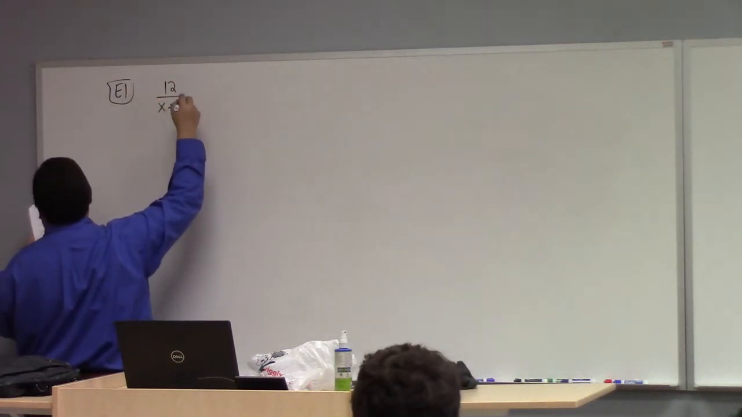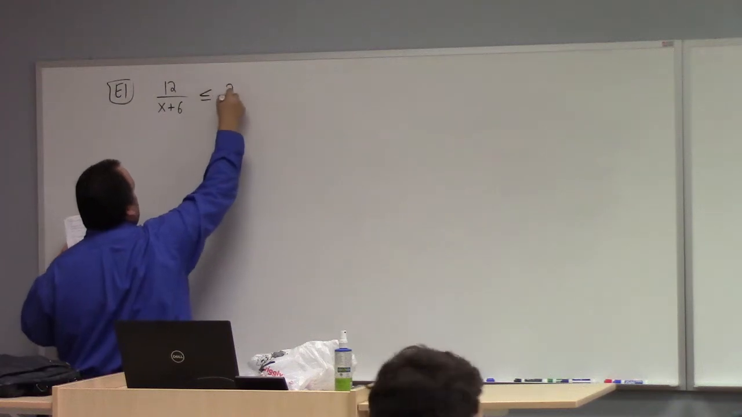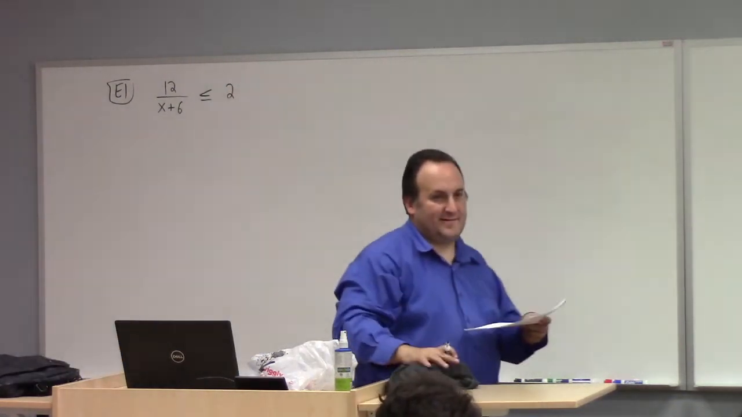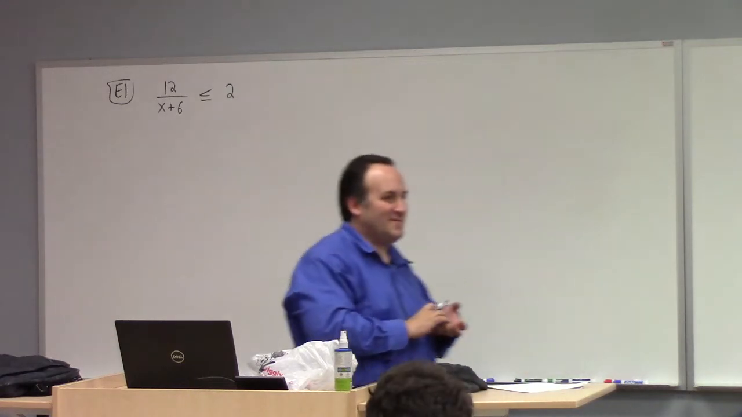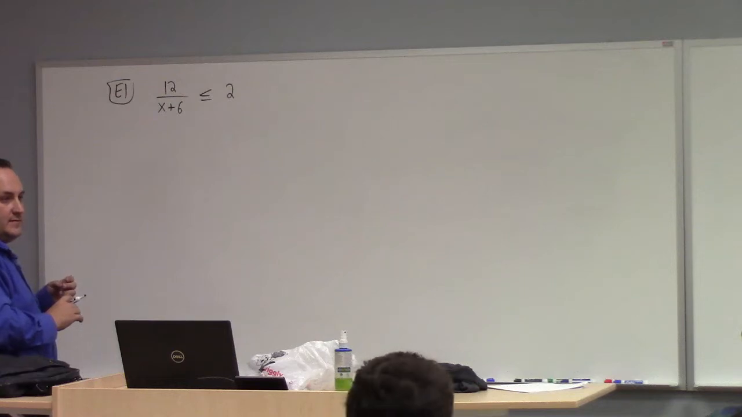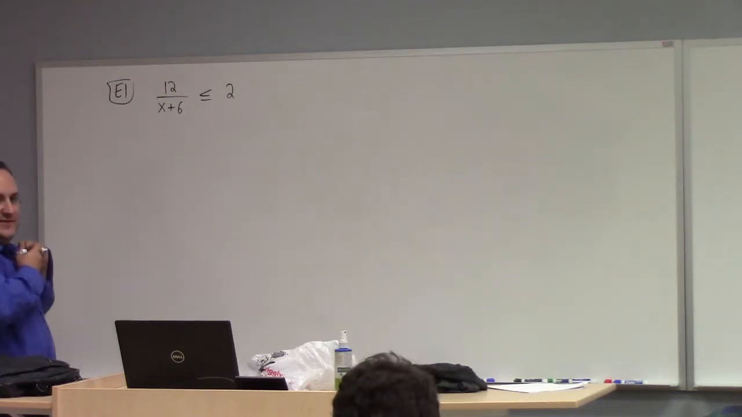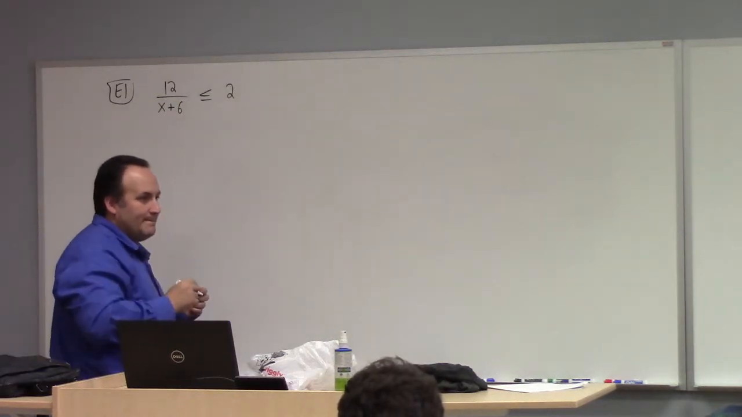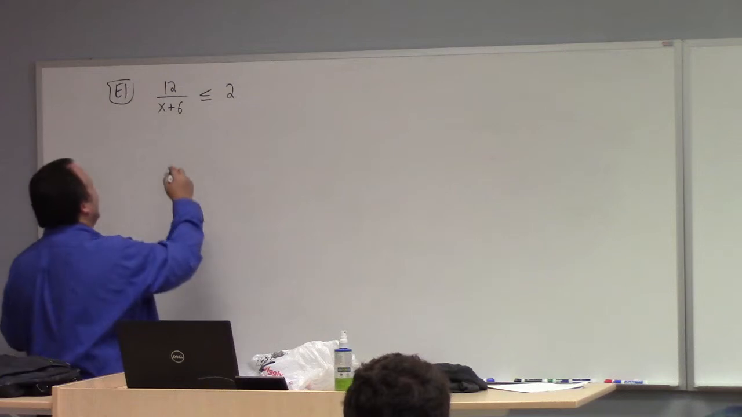over x plus 6 less than or equal to 2. This is like number 12. Yeah, we did this one. Oh, we did this one? No, on the homework I did it. Oh, okay. Sorry. Did I do it in here? No. Okay, I have trouble remembering. Yeah. The answer is 5. The answer is not.